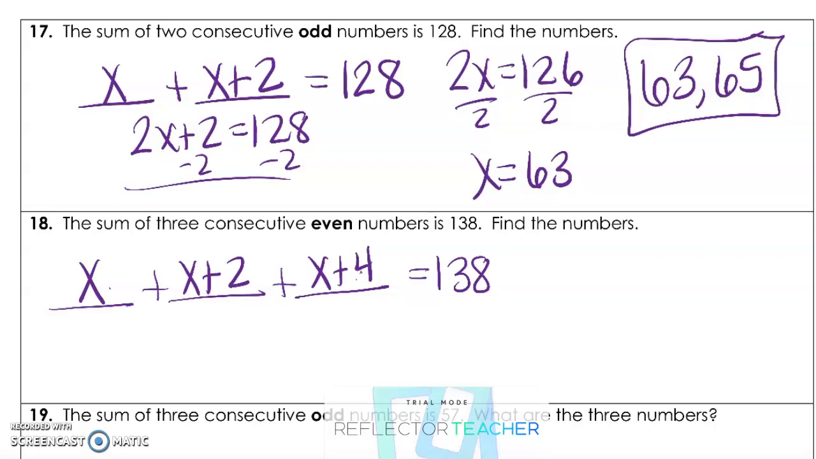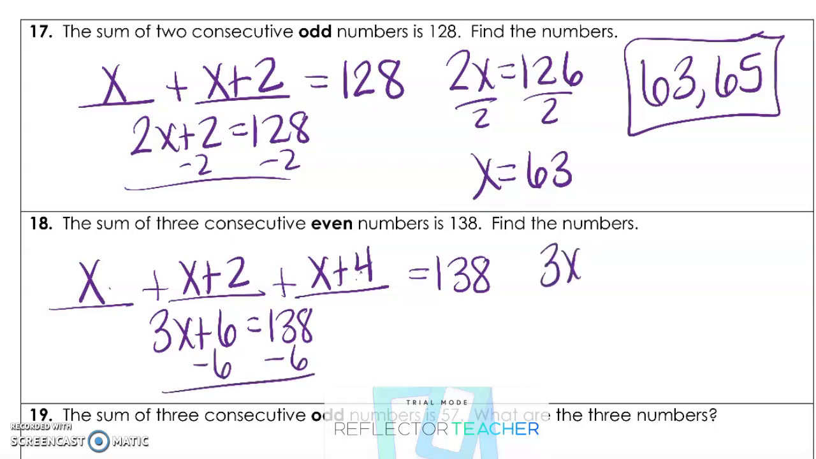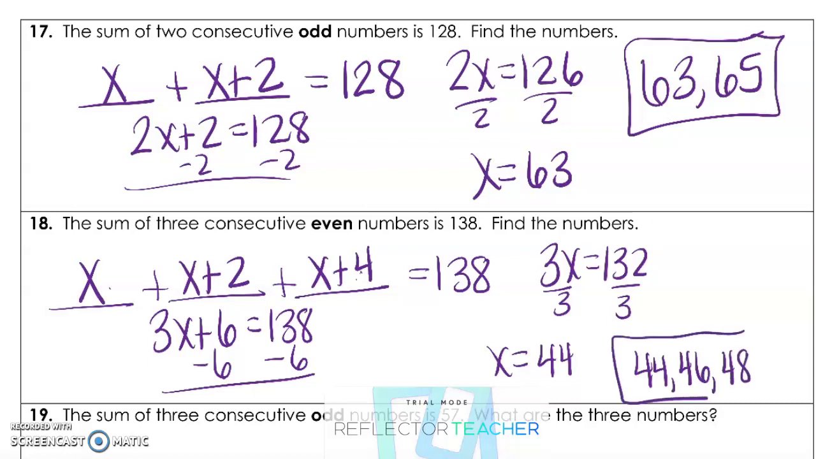So now when we combine like terms, we have 3x plus 6 is equal to 138. Subtract 6, 3x equals 132. Divide by 3, x equals 44. So that means our numbers are 44, then 46, then 48. Make sure you list all of them. Again, you'll want to add all those together to make sure you get 138.